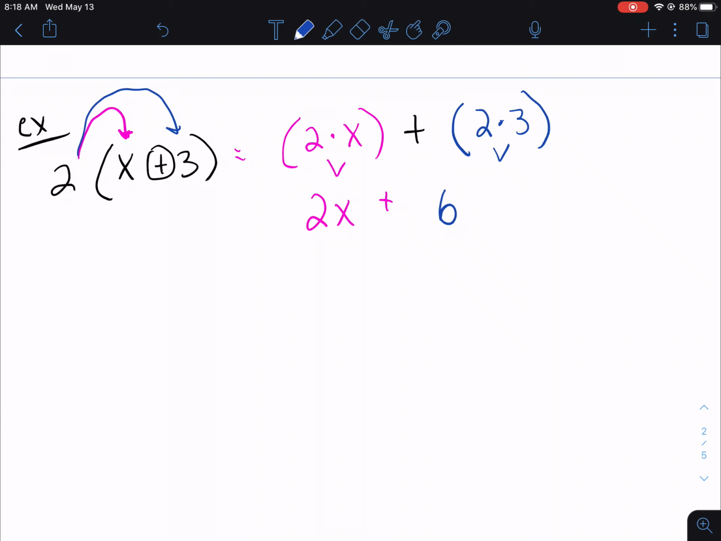Now, can I add? Yo puedo sumar estos dos. Can I add 2x plus 6? ¿Puedo sumar 2x más 6? No. Because I don't know what x is. No sé qué es x. So no puedo sumar eso. So my answer is 2x plus 6. Mi respuesta es 2x más 6. Lo dejan solo porque no sabemos qué es x.